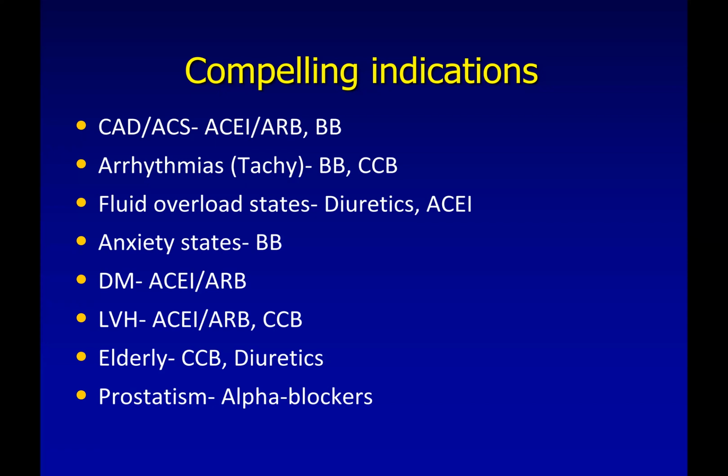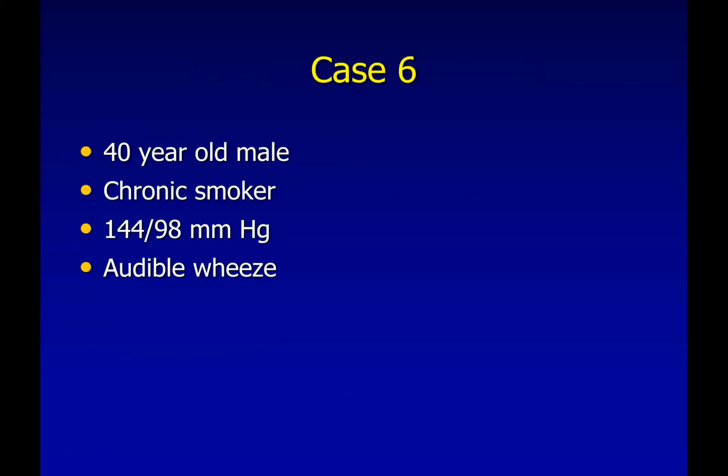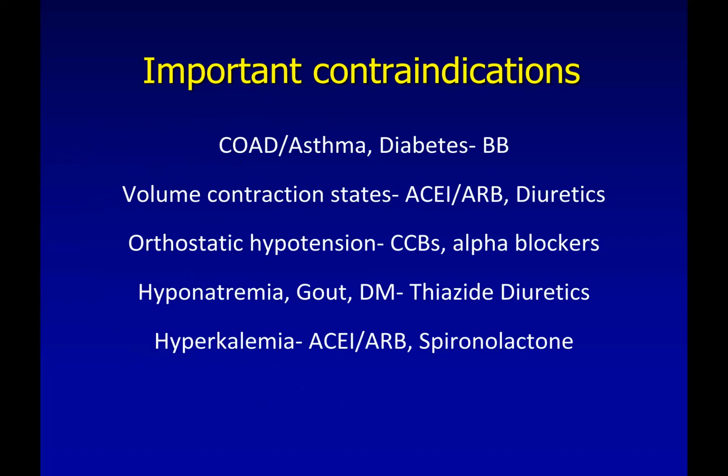Similarly, when we have indications, we will have contraindications also. So this is also important. So in this case 6, you have a 40-year-old male, chronic smoker, high blood pressure, and you have an audible wheeze. Now, yes, chronic smoker, we want this patient to quit smoking because he is hypertensive with his smoking, and he has an audible wheeze. So this is probably a relative contraindication for some drugs. The important contraindications I have just mentioned: COAD, chronic obstructive airway disease or pulmonary disease, and asthma and diabetes. These are relative contraindications for use of beta blockers.